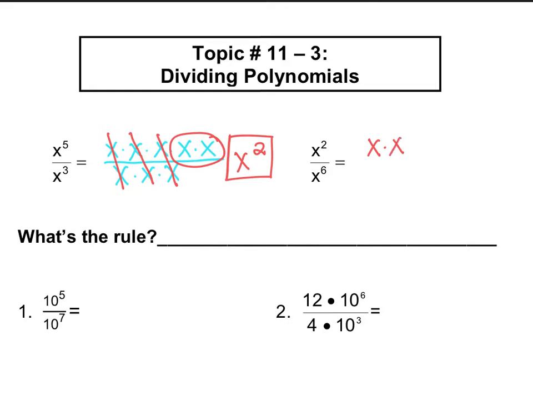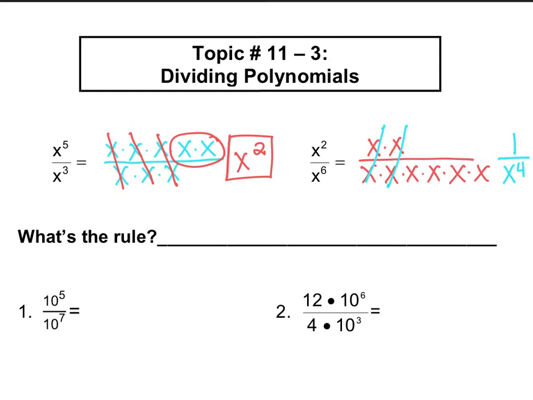So for the second example, you can see we'd have two x's being multiplied together on the top and six x's multiplied together on the bottom. That would leave four x's on the bottom, nothing on the top, so we would put a 1. So it'd be 1 over x to the fourth.